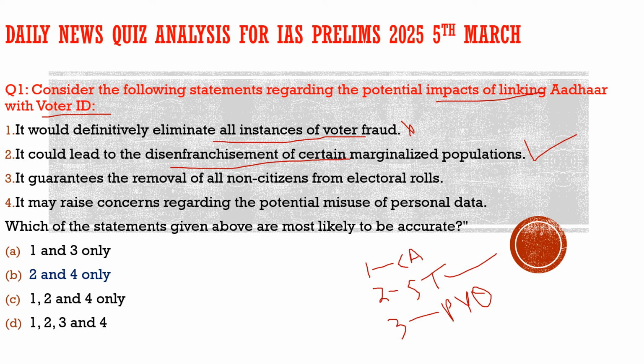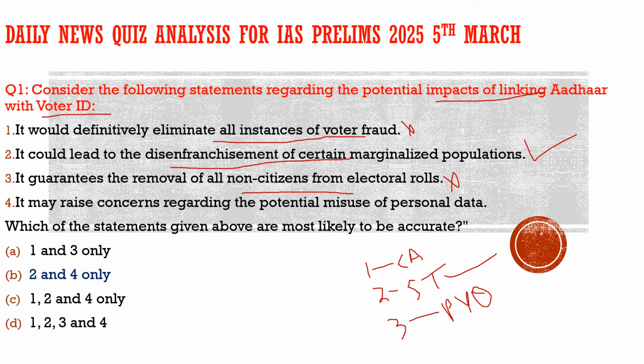Third statement, guarantees the removal of all non-citizens from the electoral rolls. No, this is totally incorrect, because we have to understand that the possession of Aadhaar does not mean that you are a citizen of India. It is basically the identity card of the person. So the third statement is incorrect, and an Aadhaar card can be possessed by non-citizens also in our country.